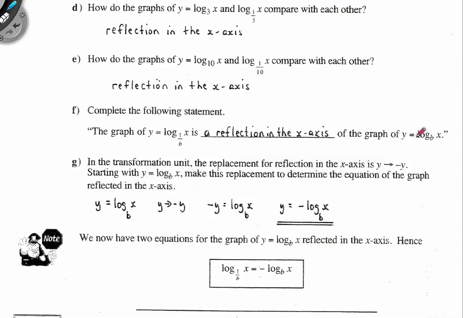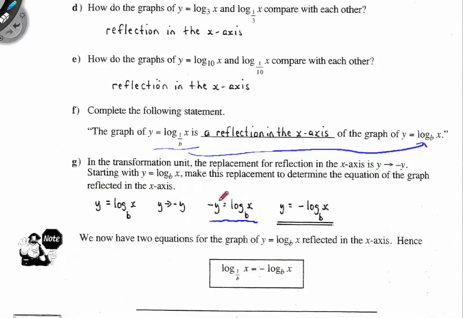In the transformation unit, the replacement for a reflection in the x-axis was y changed to negative y. Starting with this formula, make this replacement to determine the equation of the graph reflected in the x-axis. Well, notice this is what we're starting with, and if we change y to negative y, which this seems to imply, and going from here over to here, this is what we're seeming to do. So let's do that. Let's change y to negative y and plug it in here. So we get this.